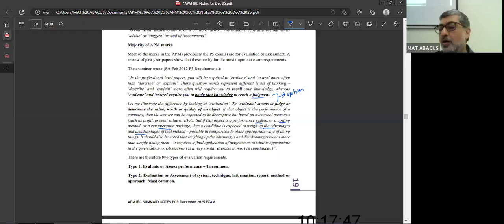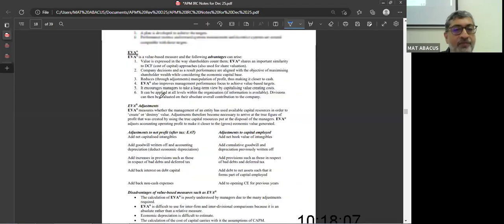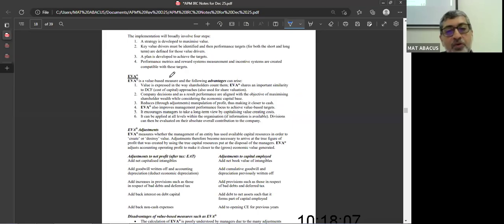It should also be noted that weighing up the advantages and disadvantages means more than simply listing them. But a lot of times they will ask you, okay, this company wants to use EVA. In what context will this EVA be appropriate? Now, in our notes, as well as in the detailed notes here, I've given advantages and disadvantages. But if you're going to list these advantages, you're again repeating knowledge, and it may not be relevant. So you must always avoid just repeating directly the advantages or disadvantages.